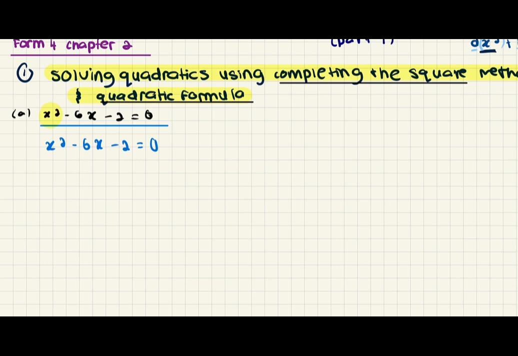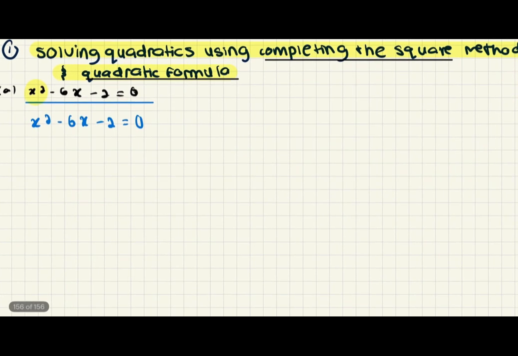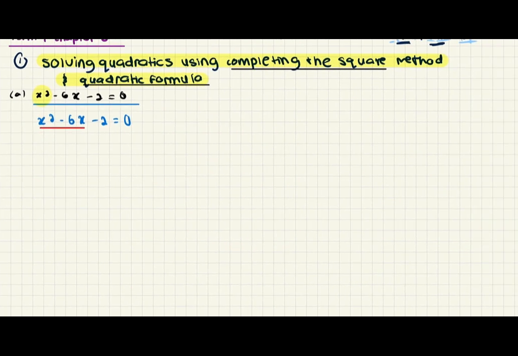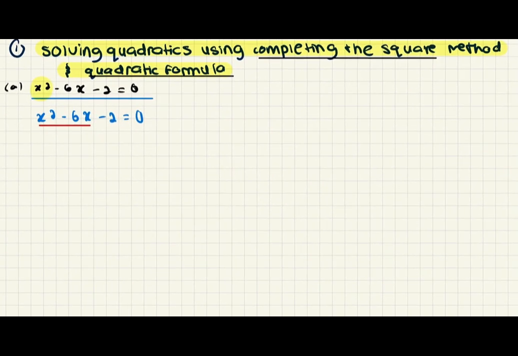Okay, so here, look closely. There must be no number in front of x squared. So is there a number? No. So therefore we don't have to do anything. Okay, so we can straight away do the completing the square. First, take all the numbers with x in them. Okay, take all the numbers with x in them. So you will get x squared minus 6x.